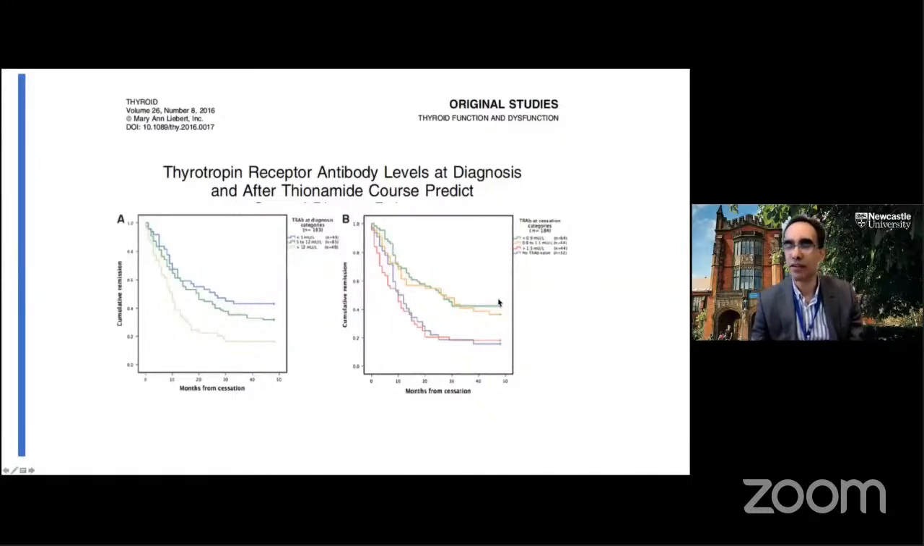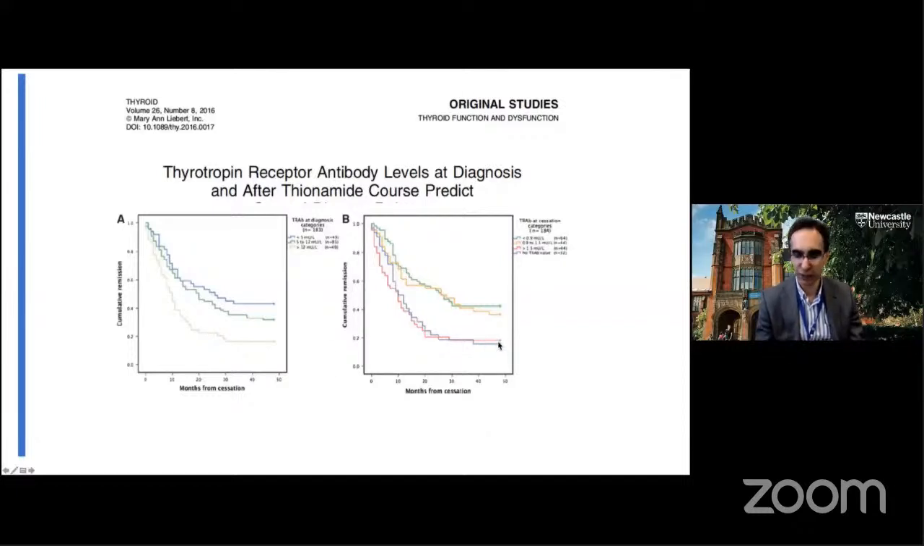Now, on the right-hand side, these are the TRAb levels at cessation of antithyroid drugs. And what we see here is that this is also a very good marker of risk of relapse. In those patients where the TRAbs are completely undetectable or very low, so either less than 0.9 or up to 1.5, the risk of relapse is much lower than where people's TRAb levels are greater than 1.5, where the risk of relapse approaches the 80% mark.